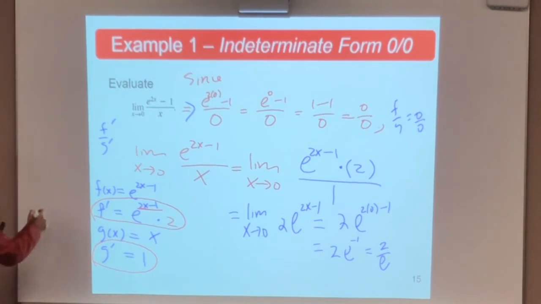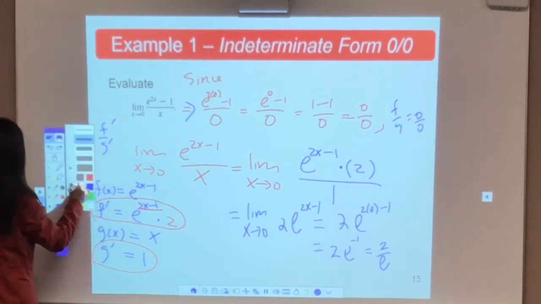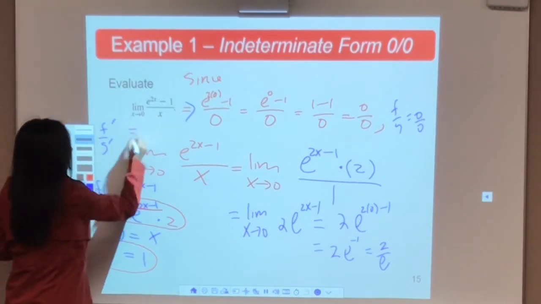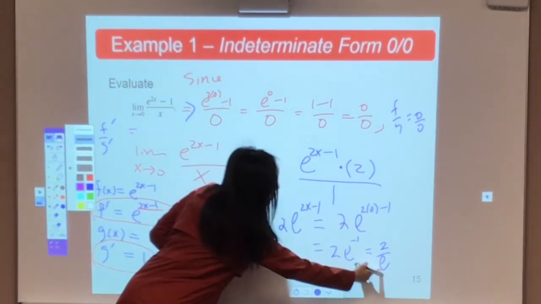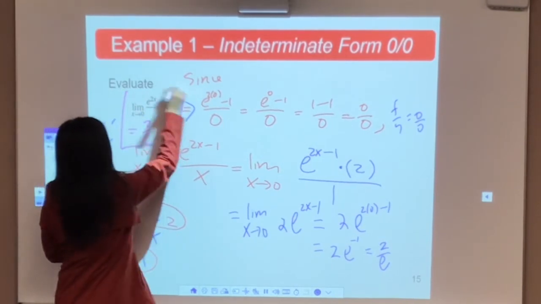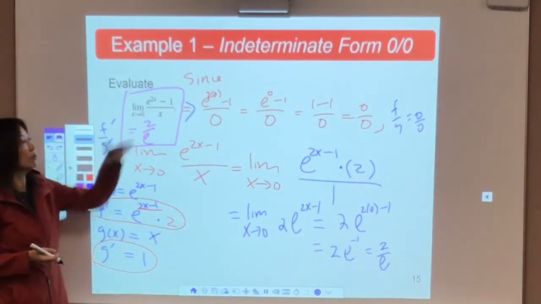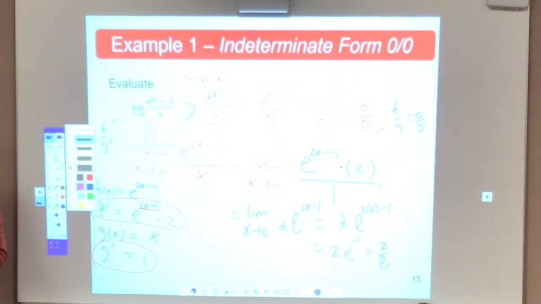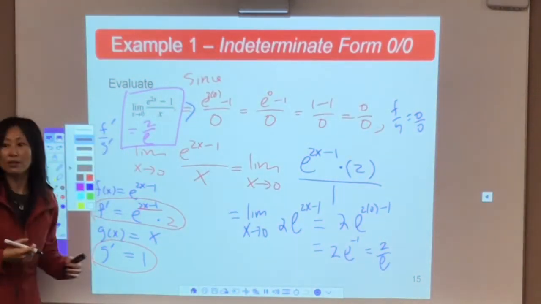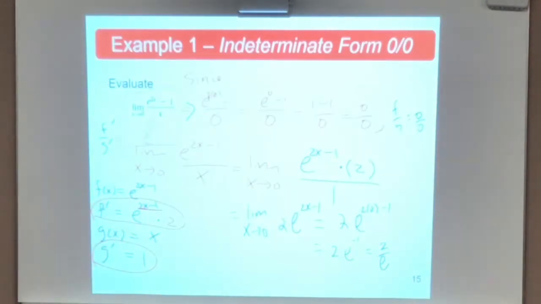So we just found it. What is my limit when I have this? What's my answer? The limit is 2 over e. See how much easier that is? Because I have no idea how I can do this algebraically anyway. Are you with me? Because of L'Hopital's rule, now I can find the limit easily.